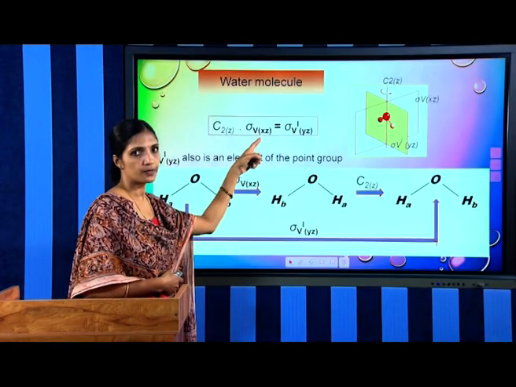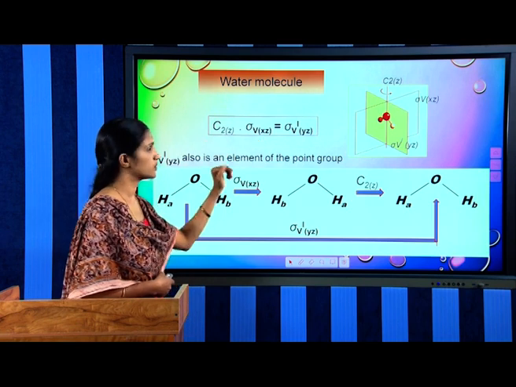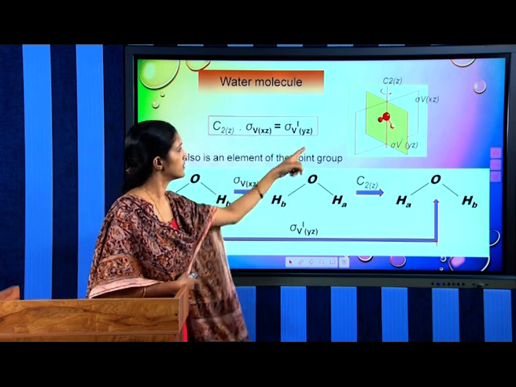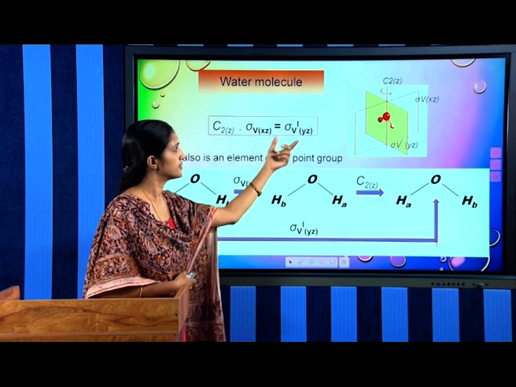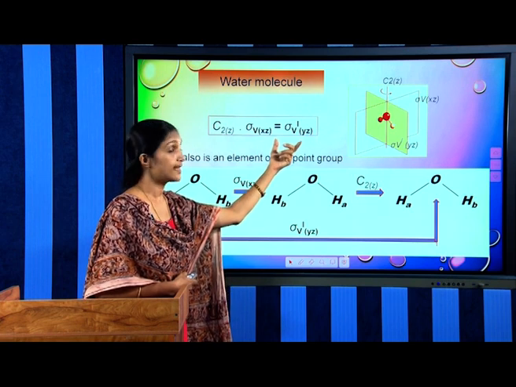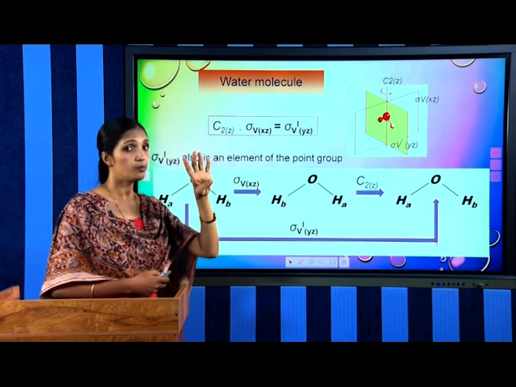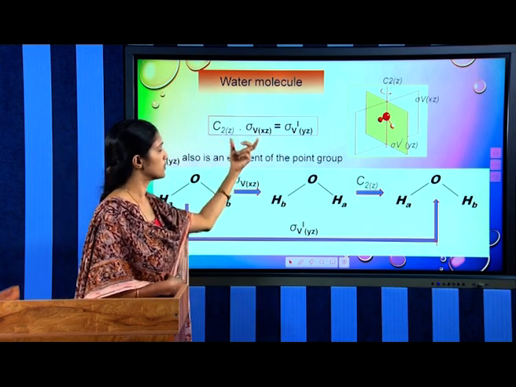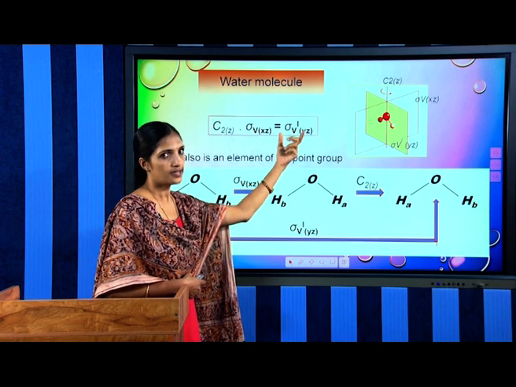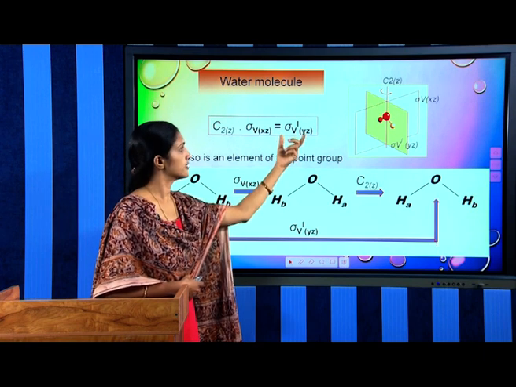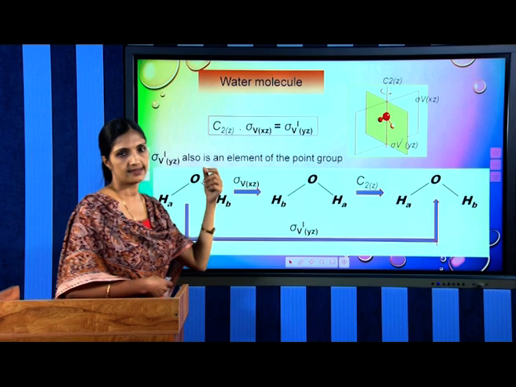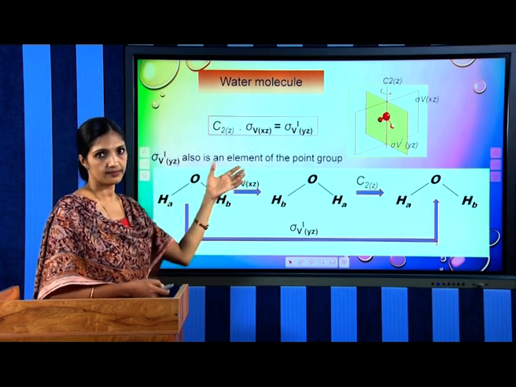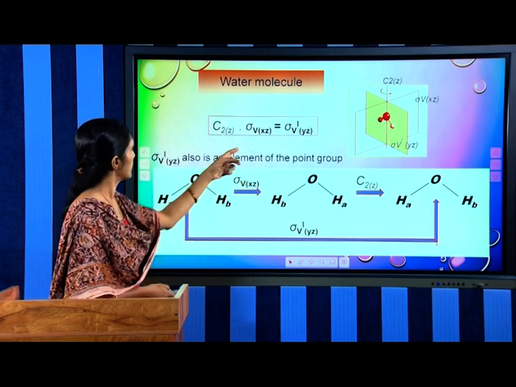Sigma v x z has to be performed first and then C2 z. Then what is the operation we are getting? It is the other operation other than E. There are only 4 operations available for a water molecule, and if we multiply these two, we get the other operation, that means sigma v dash y z, other than E. So, we have to perform this.